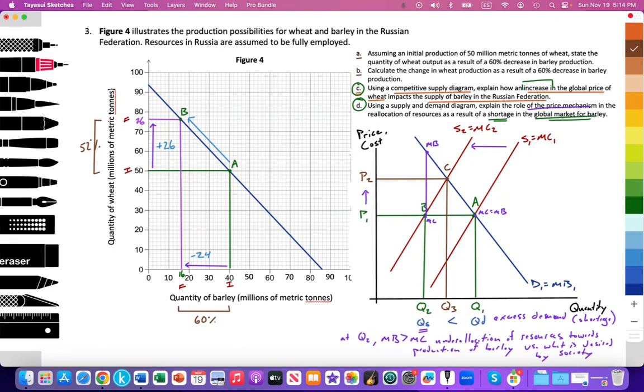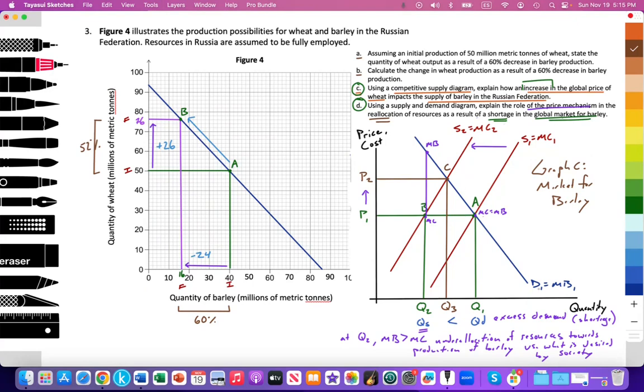So here I've drawn the model using a supply diagram, and I have to explain this. I'm going to analyze this as I would for the exam, step by step, taking into consideration the price mechanism and the reallocation of resources and so forth. As can be seen in this graph, I'll label this graph C, because I drew competitive supply before: market for barley. On the y-axis, we're measuring price and costs of production. On the x-axis, we're measuring the quantity of output.